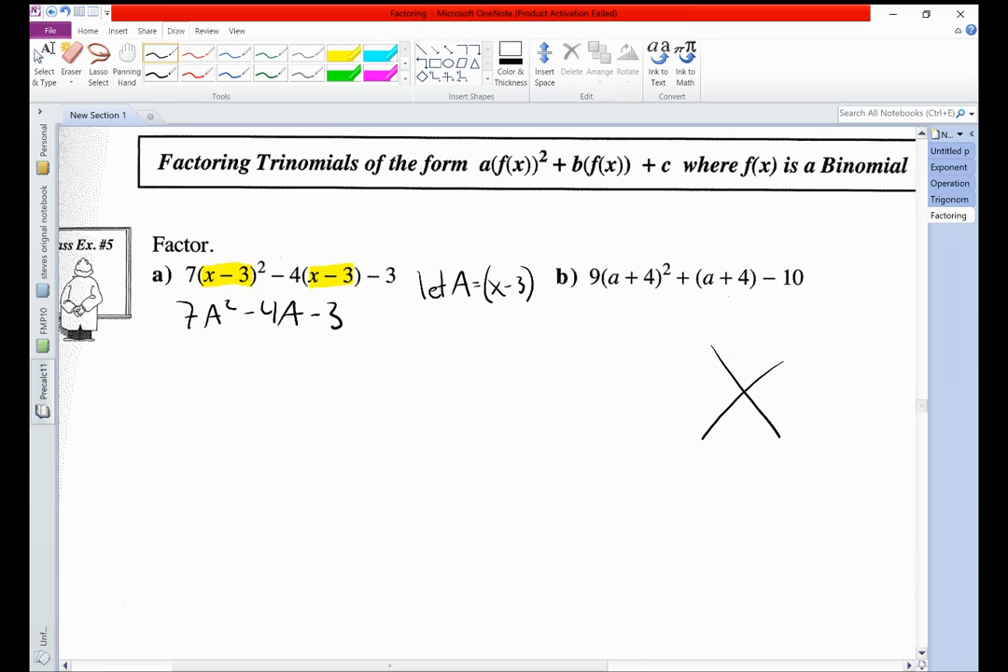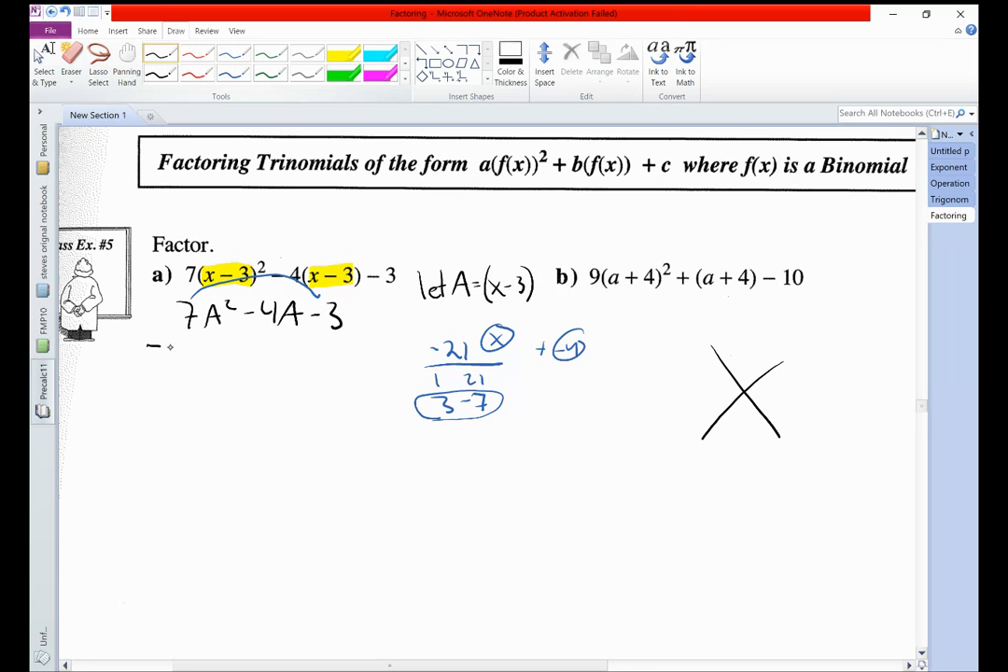And we can do our decomp on it, right? 7 times negative 3 gets us negative 21. So we're looking for two numbers that multiply to negative 21 and add to negative 4. So 1 and 21, 3 and 7. 3 and 7 might work. So if we do negative 7, positive 3, that works perfectly.